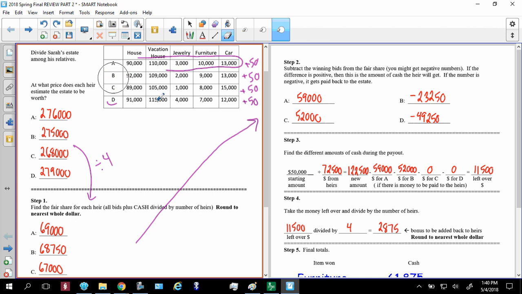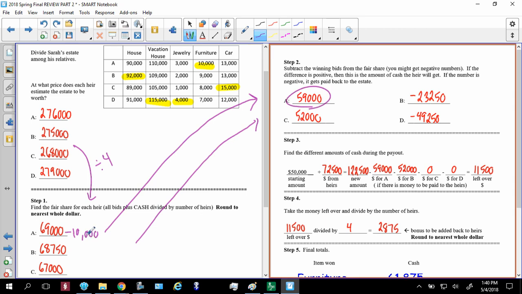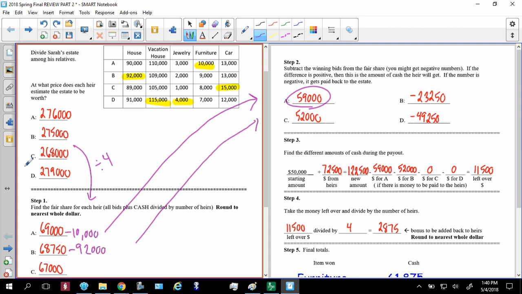So watch. I'm going to analyze this little chart here, and I'm going to highlight everything that was taken: the house, $92,000, B bought the house, D bought the vacation house and the jewelry, furniture, A, and the car, C. So for heir A, I'm going to subtract the furniture, minus 10,000, and I'm going to get, right over there, 59,000. And then from B, I'm going to subtract the house, which is 92,000. That's how I'm going to get that negative over there.